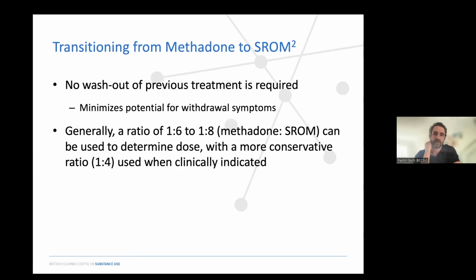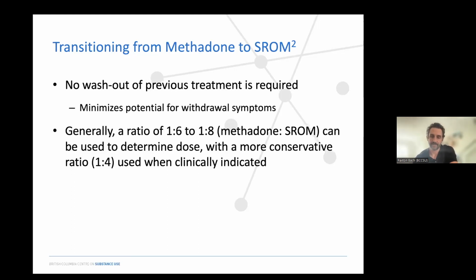More specifically, we'll talk about now the rotations of methadone and buprenorphine to slow-release oral morphine, starting with methadone. So transitioning from methadone to slow-release oral morphine is deceptively tricky. It's not a particularly easy change to make, which is why it's the subject of this session today. The good news is that no washout of any previous treatment is needed. There's no concerns about things like precipitated withdrawal, like there is when you're switching people to buprenorphine. We can make that transition either quickly or slowly without any need for a washout.